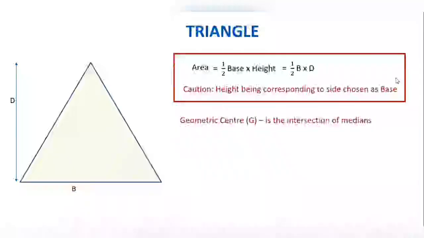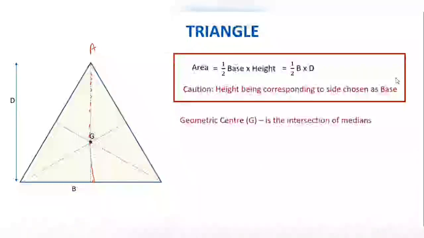Geometric center of a triangle is the intersection of its medians. What is a median? It is a straight line joining one vertex to the midpoint of the opposite side. That means if you take A as the vertex, the opposite side is this one, you take its midpoint, you join it with a straight line, that's a median. Okay, so you draw the three medians. This is one median, this is the second median, and this is the third median. Where the medians intersect, that point is the geometric center of the triangle.